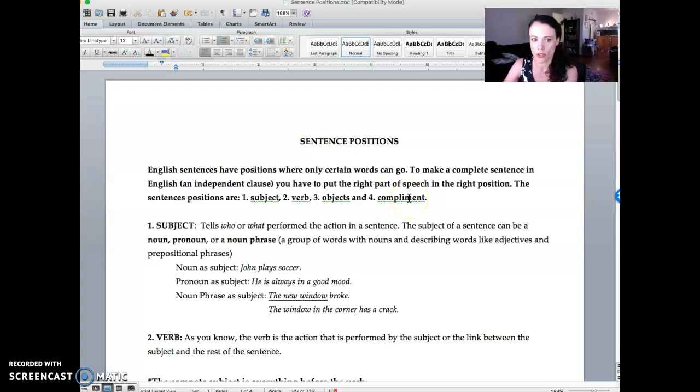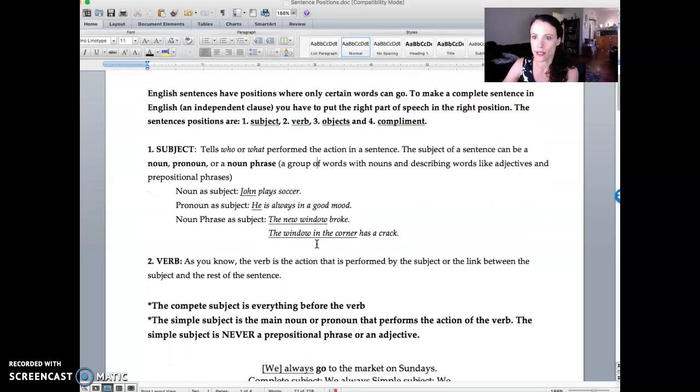So we're going to start with the first two today, subjects and verbs, because these are the key elements of every English sentence. Every sentence in English will have a subject and a verb. They might have an object, they might have a complement, they might not. But every sentence will have a subject and verb or it won't be complete. Okay? So, what is a subject exactly? A subject tells who or what performed the action of a sentence. The subject can be a noun, pronoun, or noun phrase. It has to be one of those things.